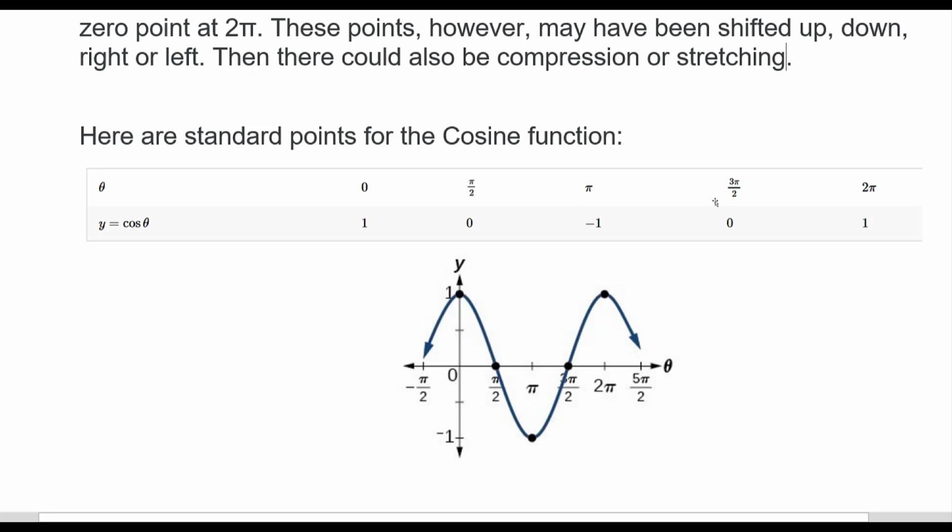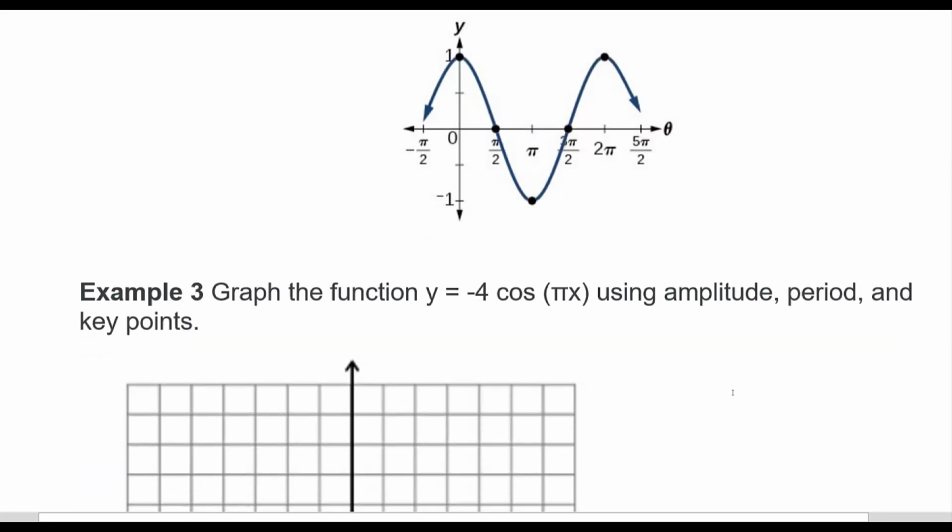0, pi over 2, pi, 3 pi over 2, and 2 pi, the same ones. And cosine of 0 is 1, cosine of pi over 2 is 0, cosine of pi is -1, cosine of 3 pi over 2 is 0, cosine 2 pi is 1. So you get that shape that we all know and love.